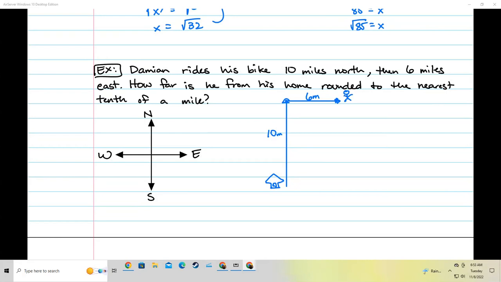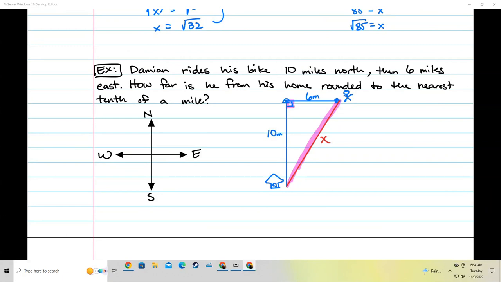The question is, how far is he from his house, rounded to the tenth of a mile? The distance from him to his house is going to be from here's his house all the way to where he's at now. So if you notice, this is making a right triangle right here. And I'm trying to figure out how much is this distance, that red line distance. So if I want to solve this, I'm making a right triangle. Here's my 90 degrees. Here's my hypotenuse.